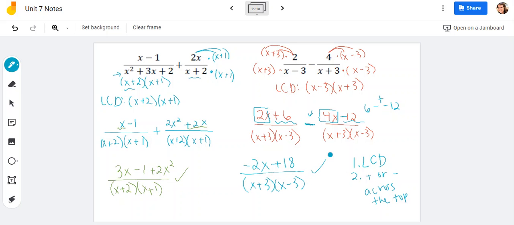Yay! And another thing we talked about were restrictions, and so we just want to be conscious of the fact that there are some values for x that cannot be plugged into these because it would make the denominator 0. So if we look at it, x plus 2, if we put in a negative 2, it would make 0, and x plus 1, if we put a negative 1, it would make 0. So those are restrictions on the first one, and on the second one, we cannot plug in a negative 3 or a positive 3 because either of those would make the denominator equal 0.